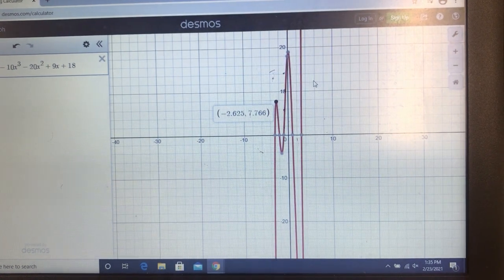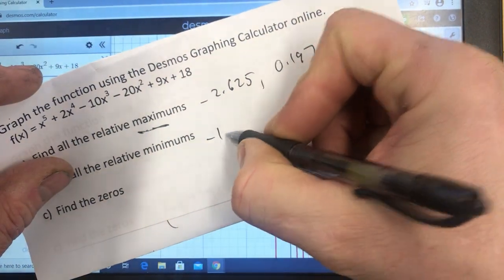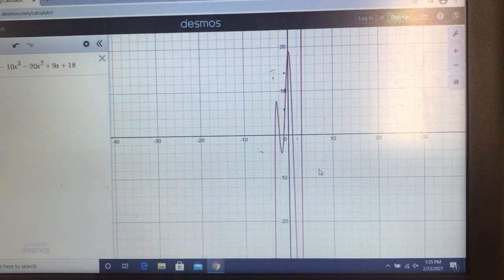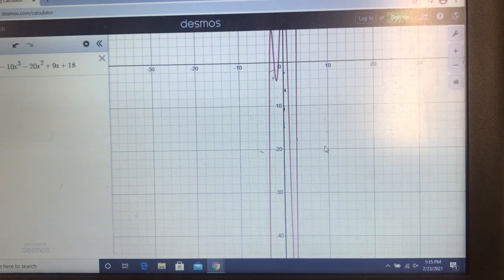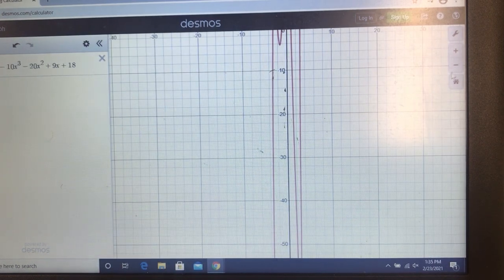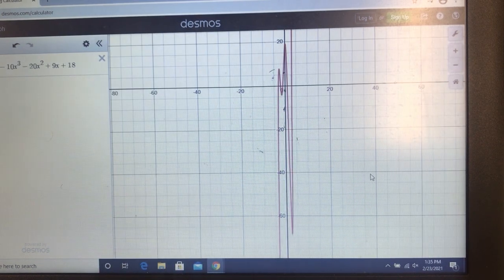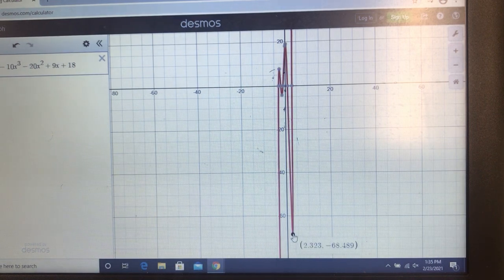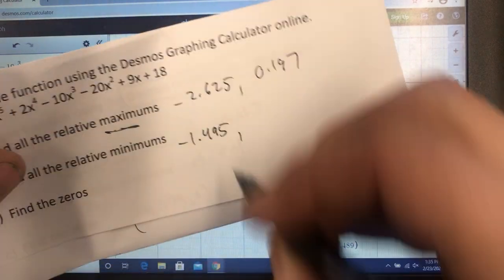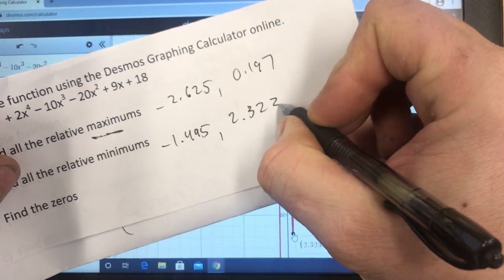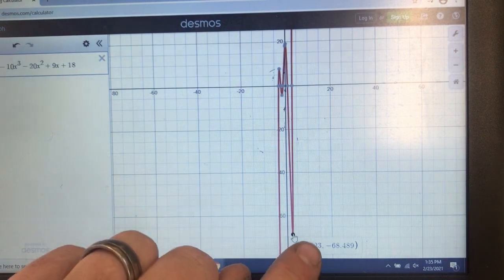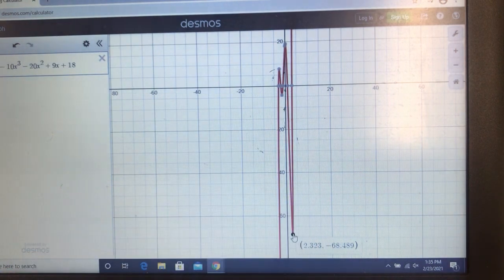Okay. Now relative minimums, here's a relative minimum right there. Negative 1.495. And then it looks like there's one way down here. I'm going to have to pull this thing up. I probably could zoom out just a little bit, help myself. And here it is way down here at the bottom. 2.323. So there's where my relative minimum. See, that's the relative minimum. Of all the points that's around it, it's the lowest one.